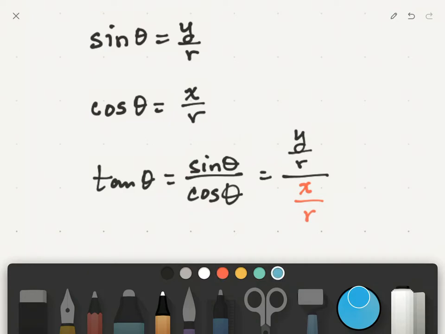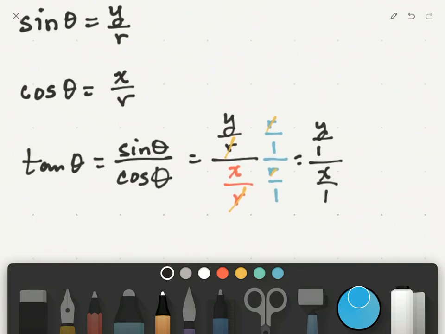We can do this. Let's multiply this by 1. If we're going to multiply this by 1, we'll just have r over 1 divided by r over 1. So you can see that these two are just basically 1s. And so I can just go ahead and say r over r is defined as 1, and r over r is defined as 1. So we end up with y over 1 divided by x over 1, which is just 1 goes into y, y times, 1 goes into x, x times. So you can just see that we can reduce this even further to y over x.